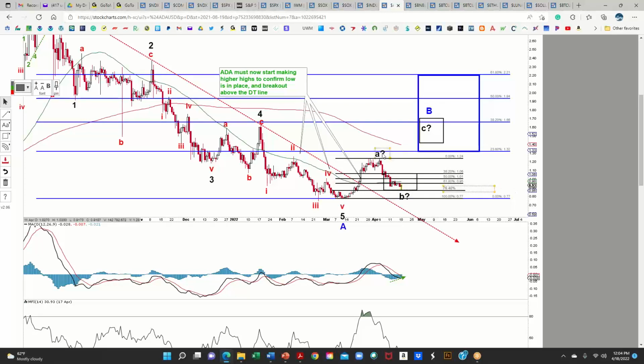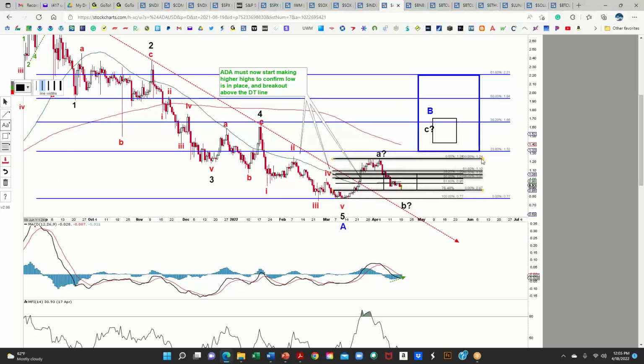It's simply a matter of, once A tops, you don't know where B exactly is going to bottom. 38.2, 50, 62%, 76.4, 88.4, or 88.6. It is all possible. We can even have an irregular B wave of an irregular flat wave B. Remember, B waves are corrective patterns, so then they can take on a zigzag, a triangle, or a flat.